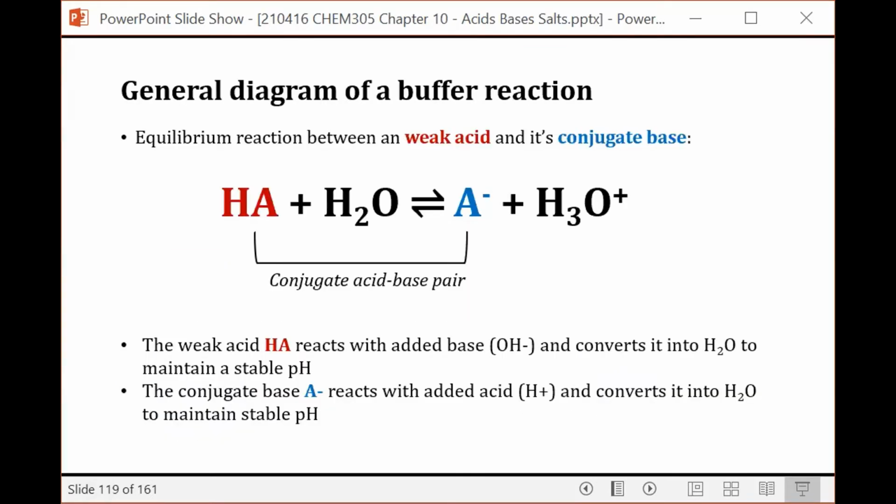So this is the general diagram of a buffer reaction. It's an equilibrium reaction between a weak acid and the conjugate base of that weak acid. So you have HA, any old acid, in water in an equilibrium reaction where the weak acid can donate a proton to water to generate H3O+, and then you have the conjugate base of the weak acid left over. This is an equilibrium reaction, so it can go backwards. So H3O+ could donate a proton back to the conjugate base to reform the reactants, and it can go back and forth at the same time.